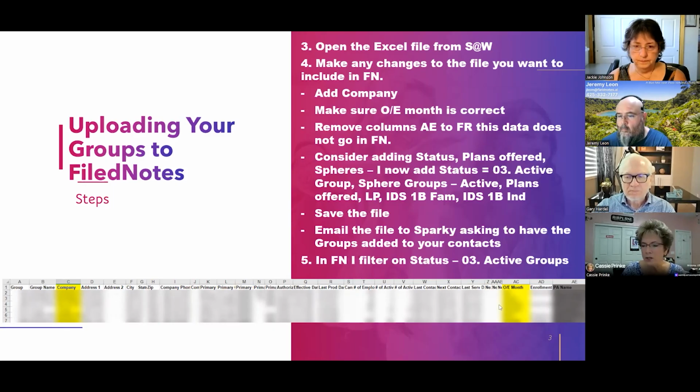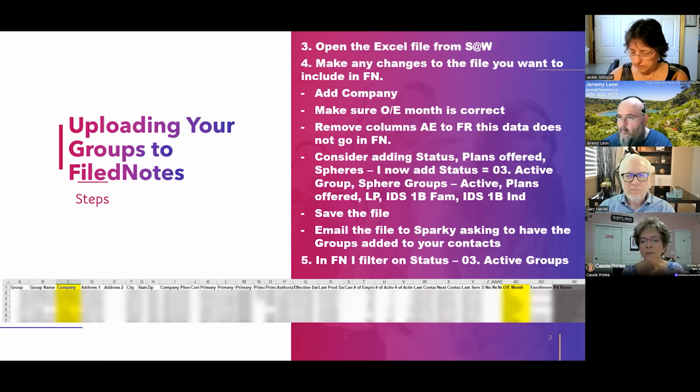I like to make sure that this column AC, open enrollment month, is correct, because sometimes corporate puts in an open enrollment month based on when the group was opened, and that's not really when they do open enrollment. I know that because I work with the groups. So I want to go in and make sure all that's correct, because that's going to drive certain activity of what I use the system for.